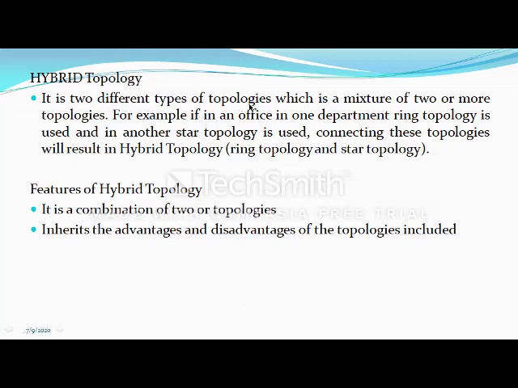It is two different types of topologies, a mixture of two or more topologies. For example, if in an office, in one department ring topology is used and in another star topology is used, connecting these topologies will result in hybrid topology, ring topology and star topology. Okay?